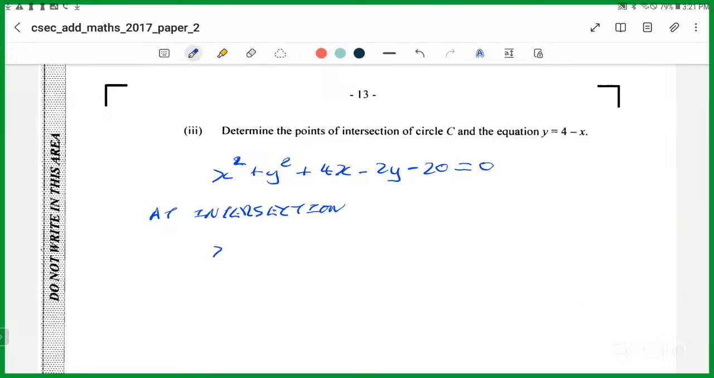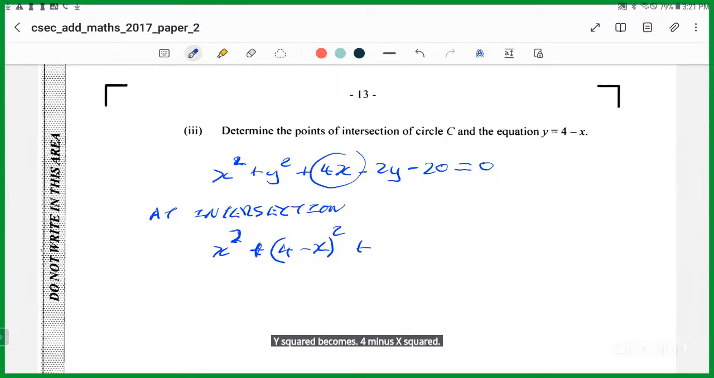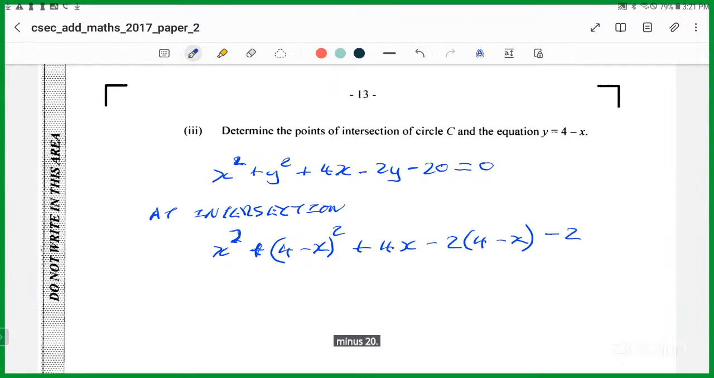Alright? So at intersection, we have x squared plus this y squared becomes (4 minus x) squared plus back this 4x minus 2 times this y becomes 4 minus x minus 20 equals 0, and you're solving that.